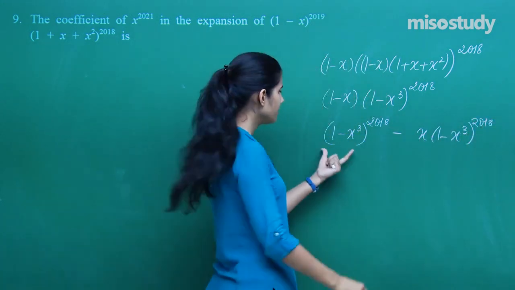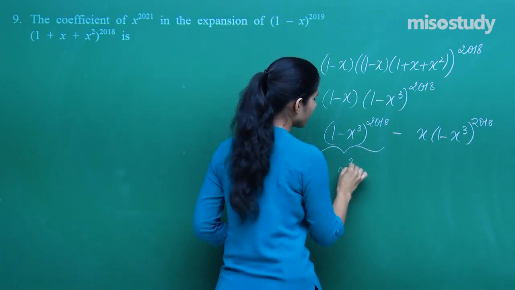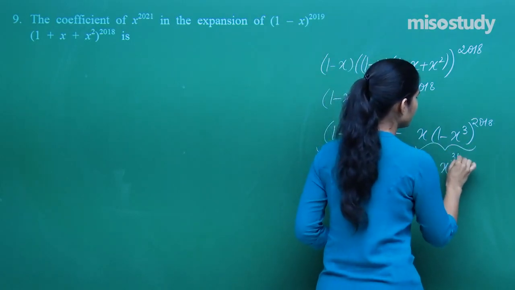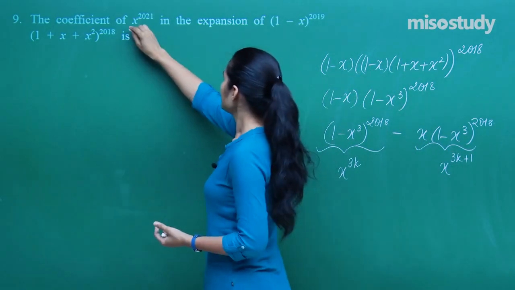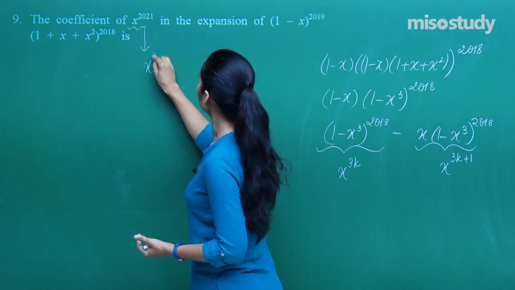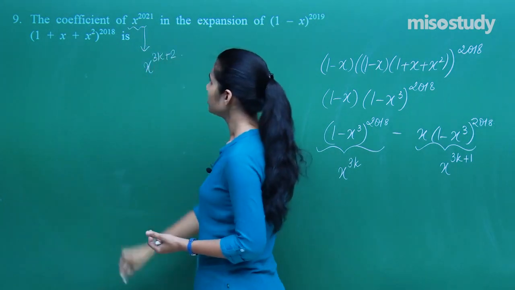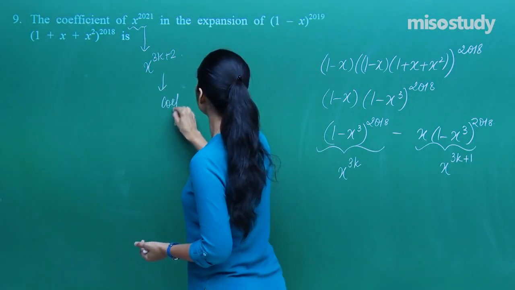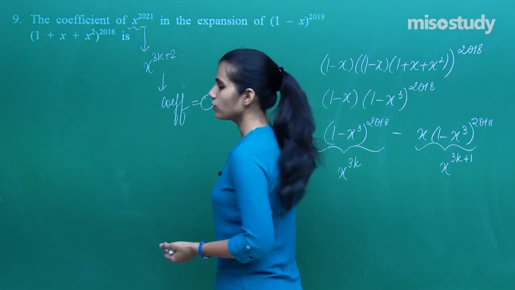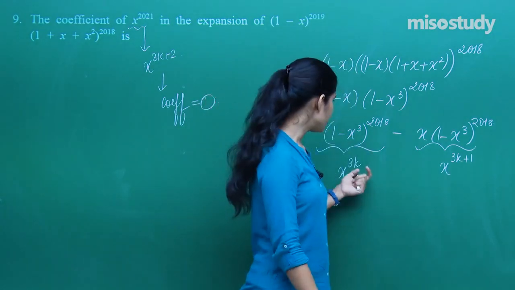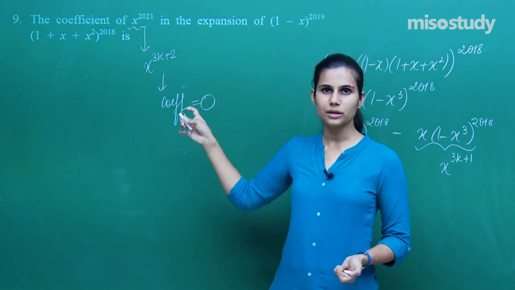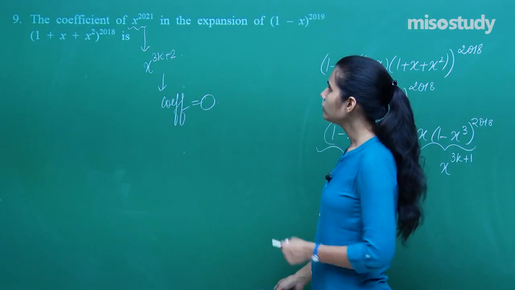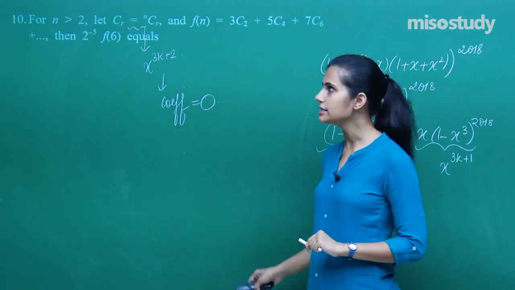Now see, every term in this particular expansion will be of the form x to the power 3k. And every term in this expansion will be of the form x to the power 3k plus 1. But actually this is of the form x to the power 3k plus 2, right? And therefore, its coefficient is 0. Clear? Because here we have 3k, here 3k plus 1, and this is actually 3k plus 2, which is not of the form 3k or 3k plus 1. So its coefficient will be 0. The integer associated to this question is 0.